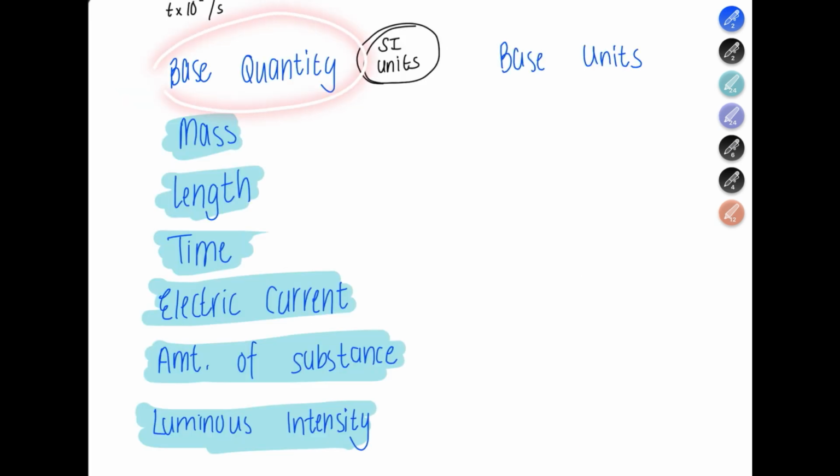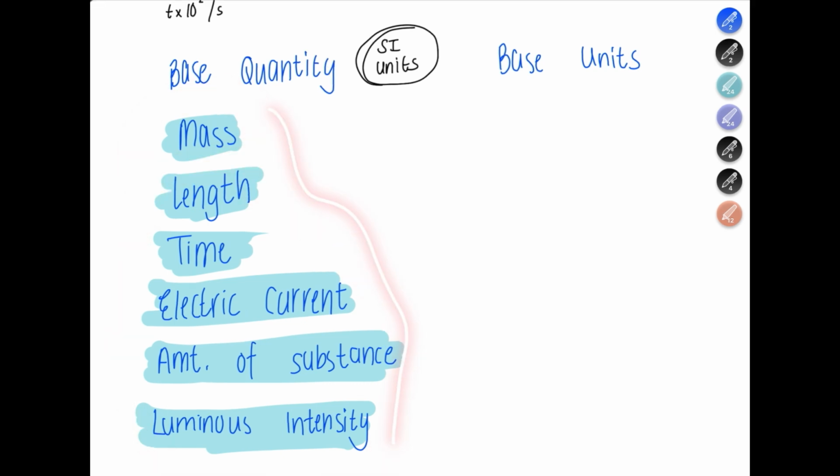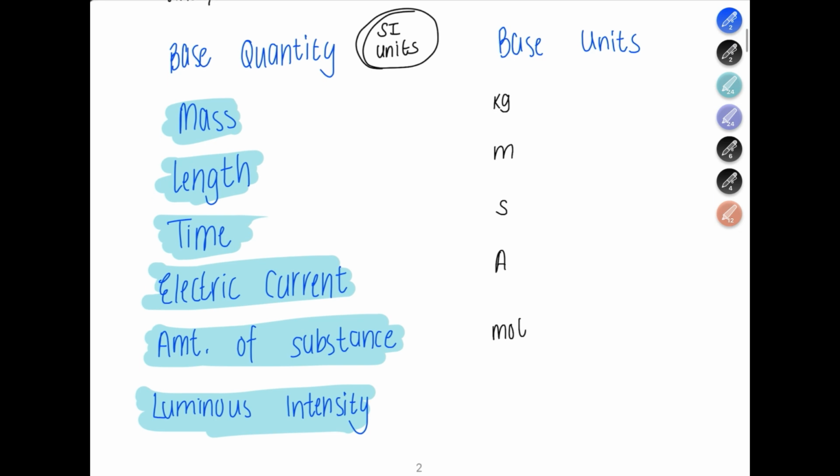Base quantity means that all the quantities that we have are composed of one or a combination of these basic quantities. Let's write down the SI unit. So for mass, it's going to be kilogram. For length, it's meters. Time is second. Electric current is amperes. Amount of substance is mole, something you have studied in chemistry a lot. And then you also have luminous intensity. We're not really going to study this during AS physics.